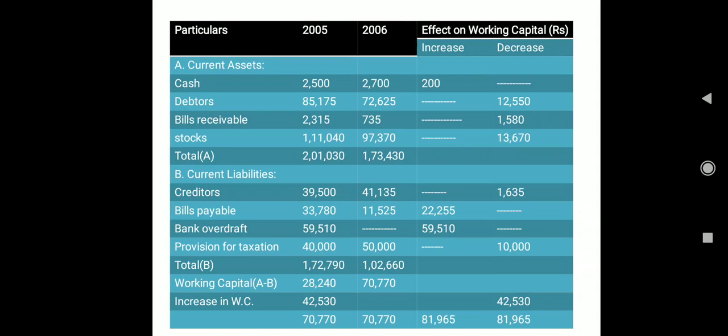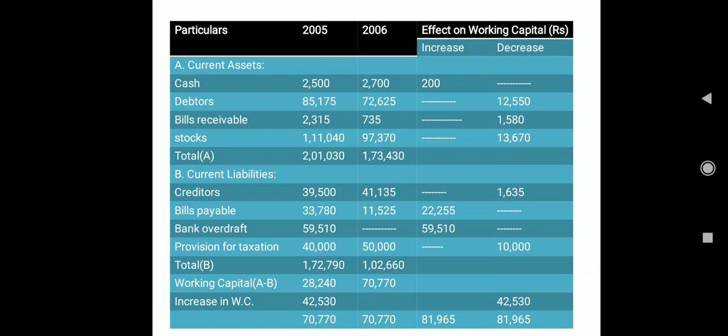Coming to the asset side, we have goodwill, that is not current. Land and building, that is also not current. Plant and machinery, that is also not current. Stock, definitely current. Debtors, current. Bills receivable, current. And cash, current. So again four items from the asset side will appear under the heading of current assets.